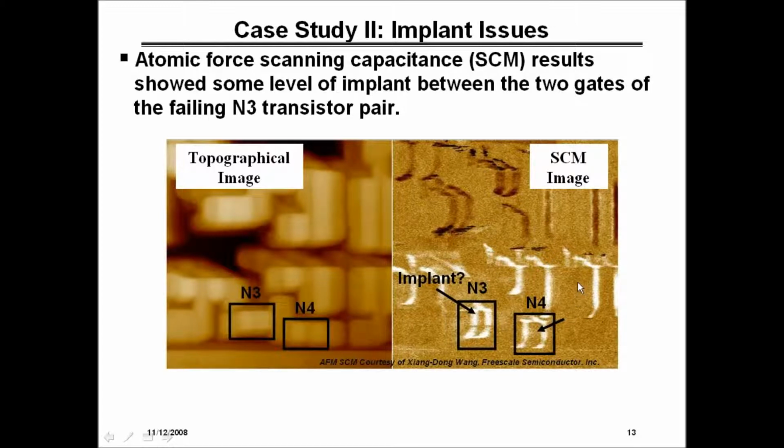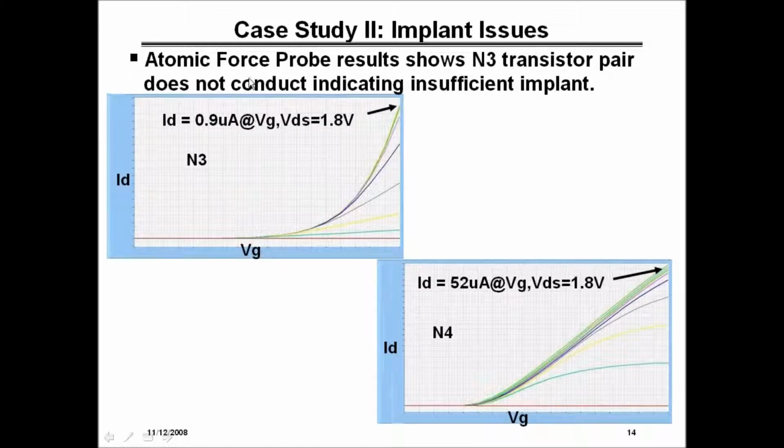That wasn't expected. And so, looking at it on our atomic force probe system, this is the N3 transistor. Here, looking at it at 1.8 volts, we only got about 1 microamp of current here on a correlation unit. Well, this was a passing N4, I guess. We had 52 microamps of current, so you can see a considerable difference between the two.